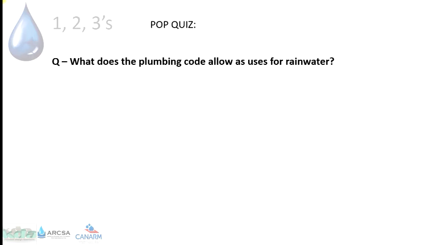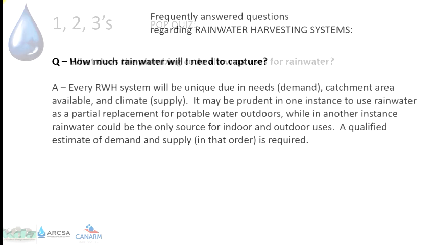We can ask the question, what does the plumbing code allow as uses for rainwater? If you know, then you can answer the question. In BC, it's basically flushing. If it is irrigation, it's on hold. And so every municipality is dealing with it differently. And all across the country it's different.